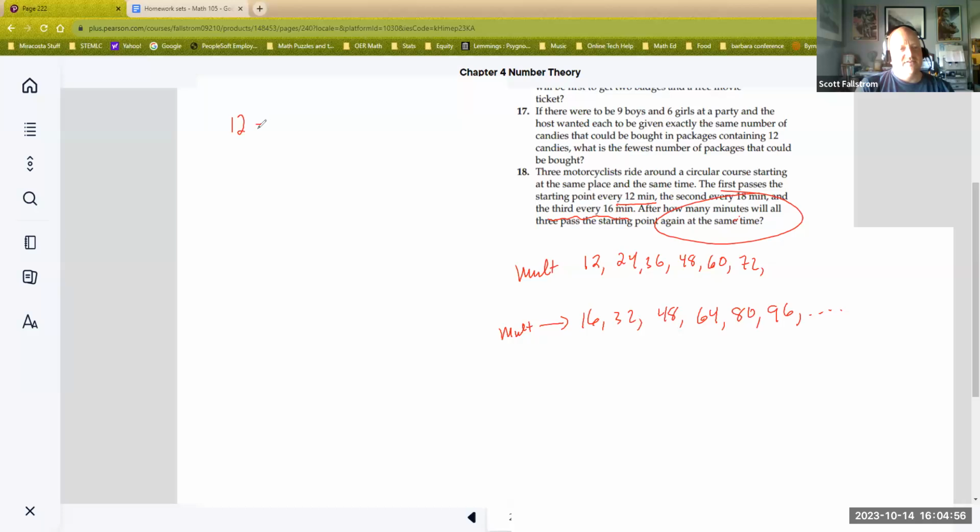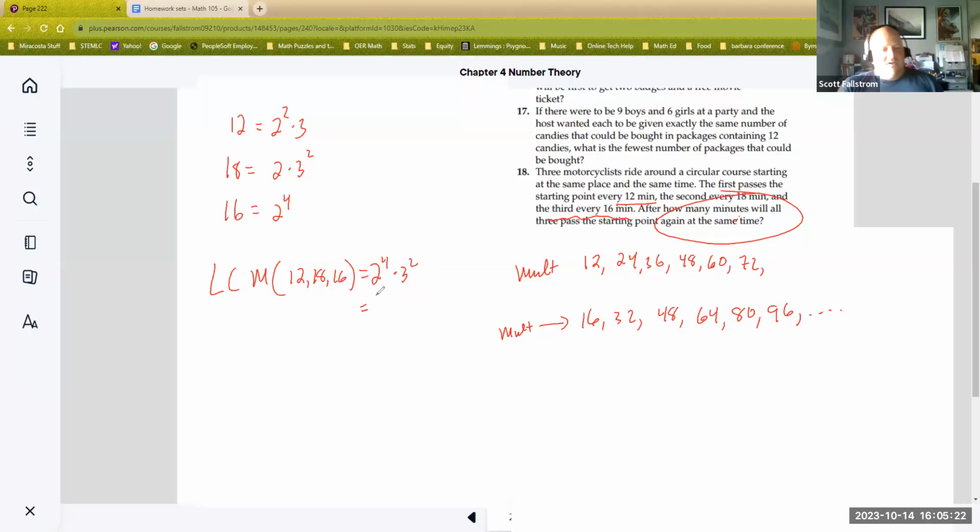So I would look at 12, and 12 happens to be 2 squared times 3. 18 happens to be 2 times 3 squared, and 16 is 2 to the 4th. So the least common multiple of 12, 18, and 16 using prime factorization would be 2 to the 4th, because it's the biggest amount of 2's, and 3 squared, because it's the biggest amount of 3's. And so my final answer there would be 16 times 9, which is 144.